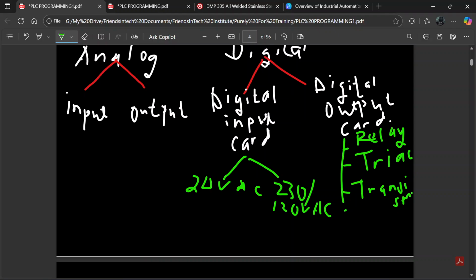So again, when you are selecting, because this is common with compact PLCs, you'll be told that the outputs of these compact PLCs are relay outputs or Triac outputs or transistor outputs. There's a difference. Now, let's start with the digital input card.